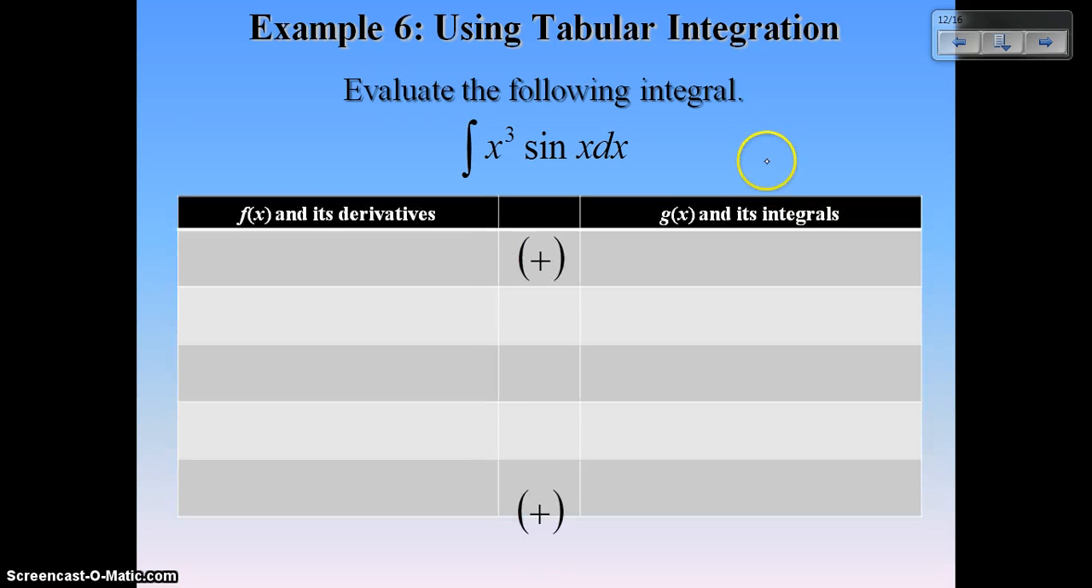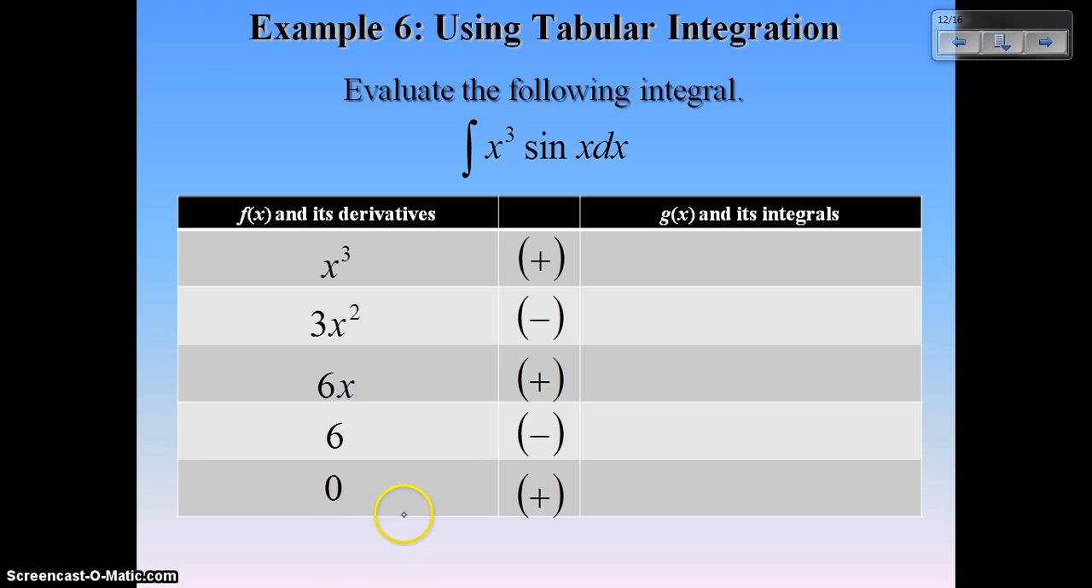Alright, here's one for you to try if you want. I'll go ahead and go through it. Integral of x cubed sine x dx. So again, f of x will be x cubed. That would be the u equivalent. X cubed, 3x squared. Keep taking the derivative, 6x, 6, and remember, take it all the way down to 0. Sine x would go here. The integral of sine is negative cosine. The integral of negative cosine is negative sine. Goes back to cosine, and then back to sine.